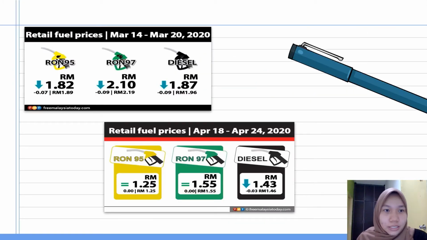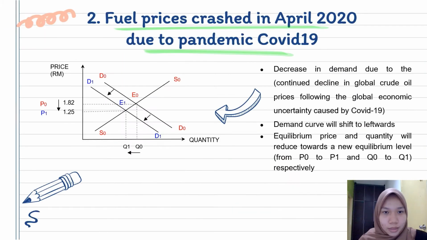On this slide, as we can see, there are three different fuel prices, and the price slightly dropped between March and April 2020. Fuel prices crashed in April 2020 due to the pandemic COVID-19. First point, decrease in demand due to the continued decline in global crude oil prices following the global economic uncertainty caused by COVID-19.